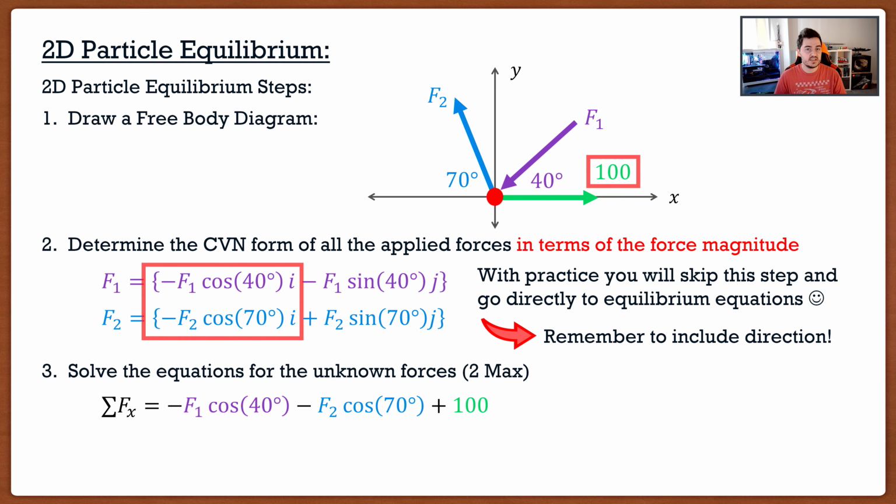Now, in order to be in static equilibrium, remember, the summation of forces has to be equal to 0. So we know that this chunk here must be equal to 0. So now we have one equation. How do we get the second one?